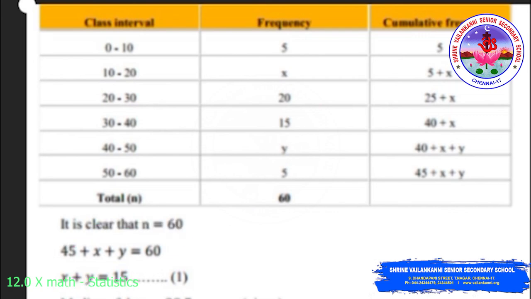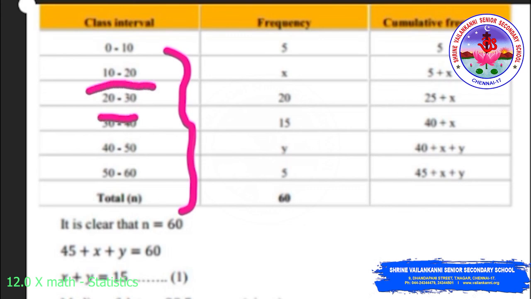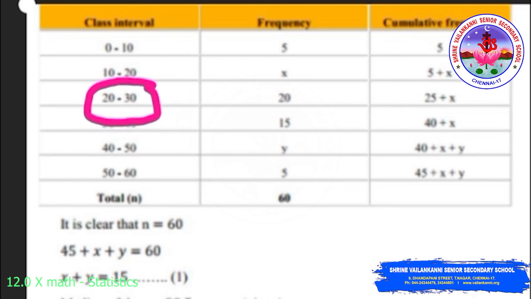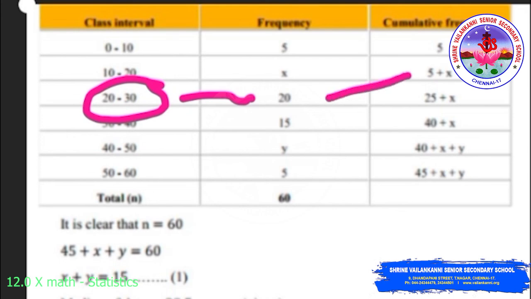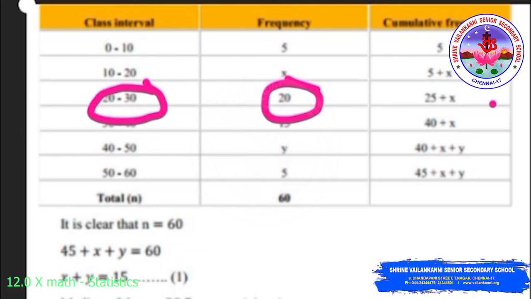Here I find that the median of the data is 28.5. So according to my class interval, my median 28.5 lies between 20 to 30. So I got the median class as 20 to 30. The frequency related with this median class will be 20. And the cumulative frequency is the value preceding the given frequency value. So I am writing this cumulative frequency as 5 plus x. And my class size will be 10.